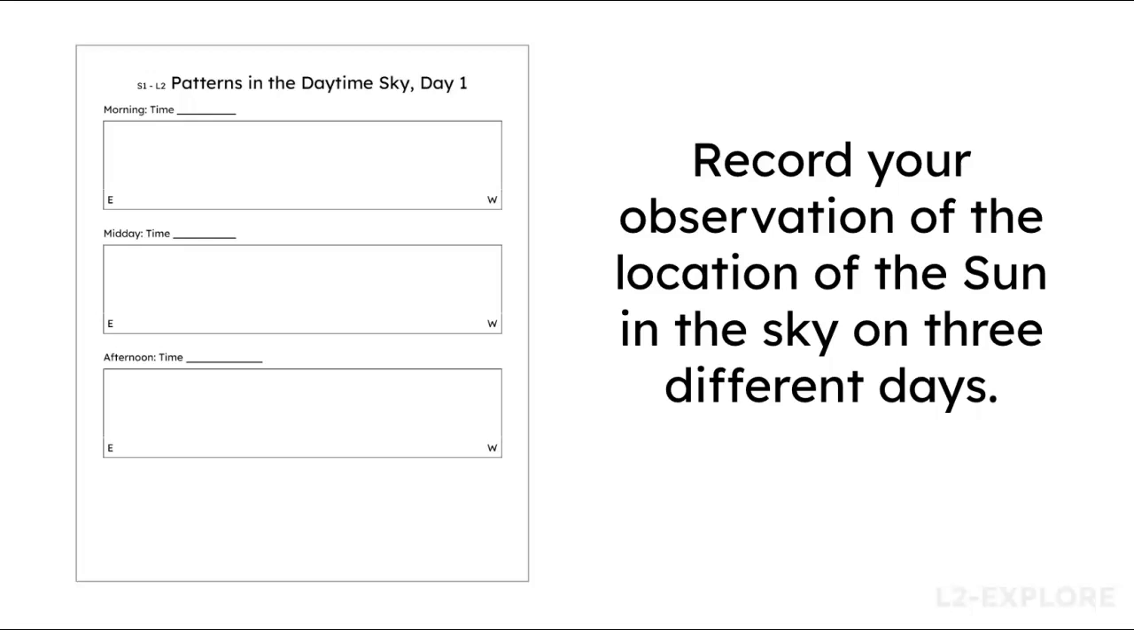On a sunny day, you'll take students outside with the compasses from the MySci kit. You'll have students record their observations of the location of the sun in the sky on their Patterns in the Daytime Sky student journal pages. You'll repeat this process 3 times over the next 3 days.